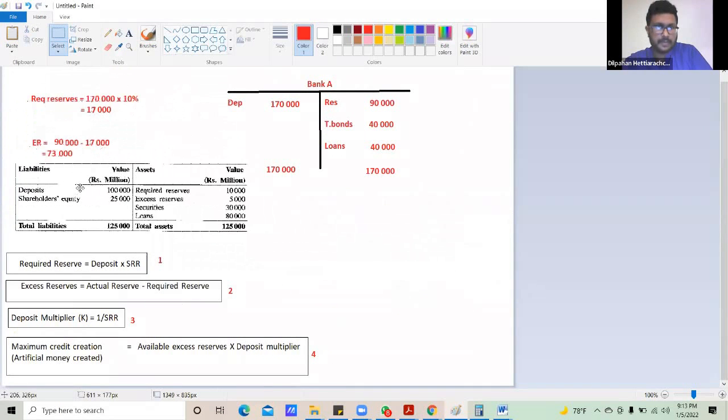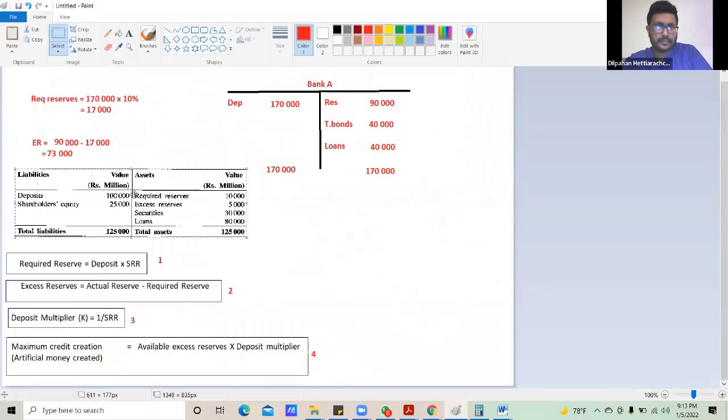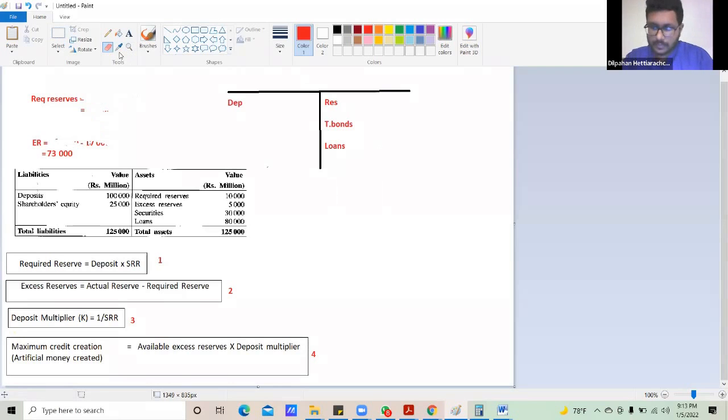Right. Okay, I will keep it here. So I have to change the values now. Deposits are there, required reserves are there. What I do is I don't split the reserves. I will split the reserves as they have done in the balance sheet. These values are not relevant now.